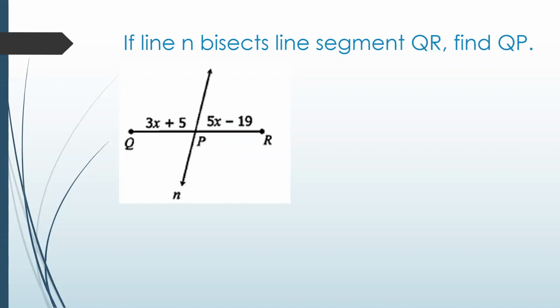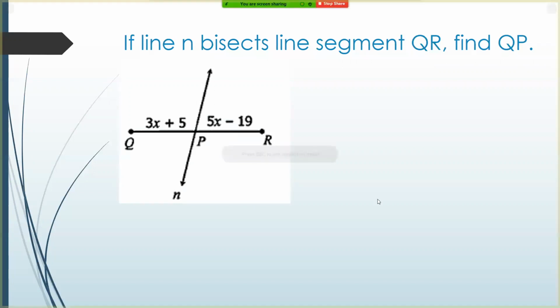So just like the one we just did, this is going to equal this. So we're going to set 3x plus 5 equal to 5x minus 19. See if you can figure out what x equals first. So set those two segments equal to each other, because our keyword there is bisect. If I'm bisecting something, I'm cutting it into two equal pieces.